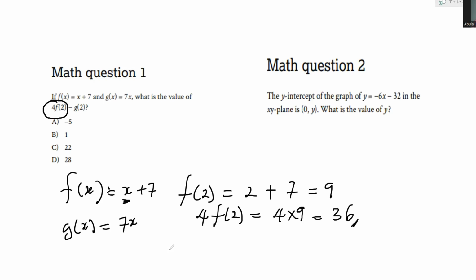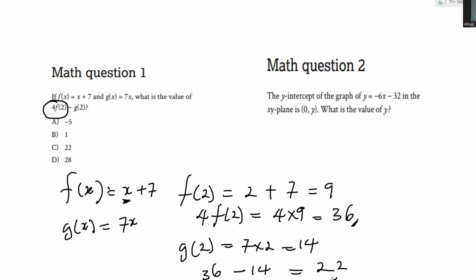Also, now g of 2. Now our g of x is just 7x. So g of 2 is 7 multiplied by 2. Now 7 multiplied by 2 gives us 14. So finally, we have 36 minus 14. And 36 minus 14 is 22. So that is our answer. So the answer here is C.